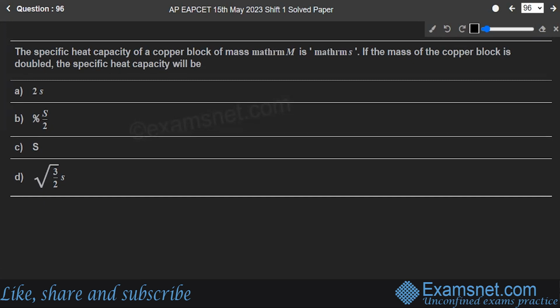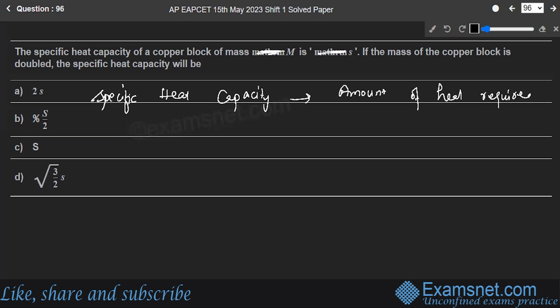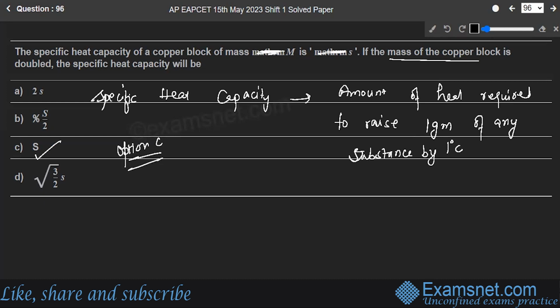See, first of all, you need to understand what is specific heat capacity. Specific heat capacity is the amount of heat required to raise 1 gram of any substance by 1 degree Celsius. It does not depend on the mass of the substance. So even if the mass of the copper block is doubled, the specific heat capacity will not change. It will remain the same. That makes option C the correct answer.